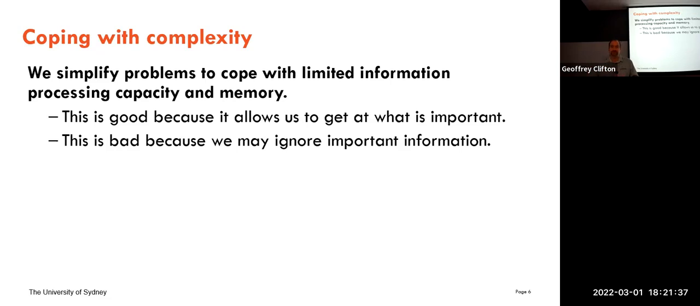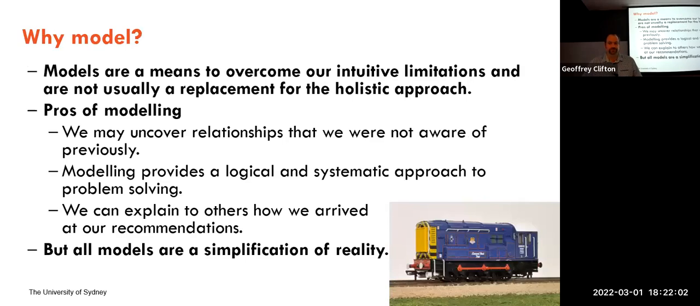I spoke last week about how we simplify problems often to cope with limited information. Coming up with a weighted measure, ignoring some of the objectives, all of those are ways to cope with complexity. We just need to remember when we simplify things that we get at what's important, but we may ignore some otherwise important information as well. So the question then becomes, why model? Well, models are a great way to overcome our intuitive limitations, that is, the limitations of the human mind. We find it hard to deal with complexity. We find it hard to deal with multiple objectives all at once. By putting your thoughts down into a model, well, you can overcome some of those human limitations.